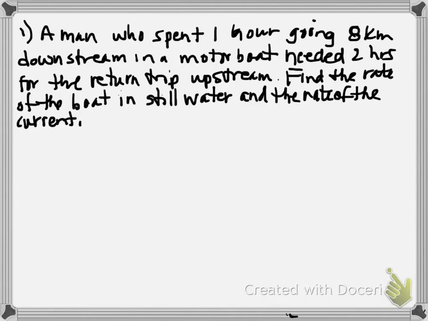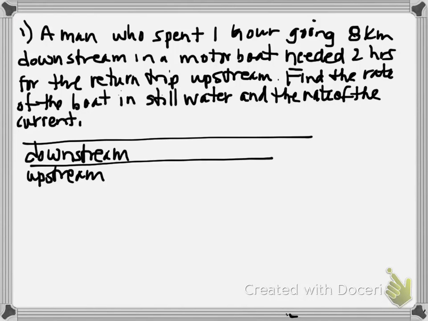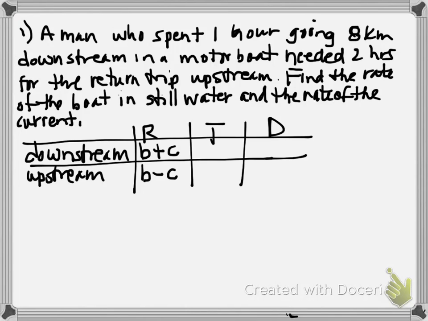So the two directions were downstream and upstream. We have rate, we have time, we have distance. And based off the idea of downstream, we're going to go faster, so boat plus current. Upstream, we're going to go slower, boat minus current. Now it says the man spent 1 hour going 8 kilometers, so that's the distance number. One goes downstream. Needed 2 hours to go upstream on the return trip. Return trip means he went the same distance.